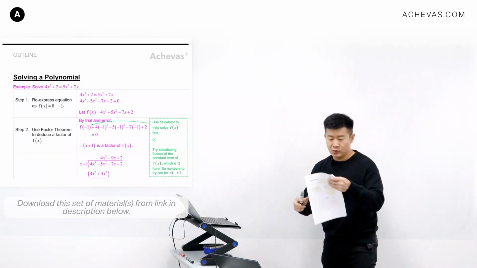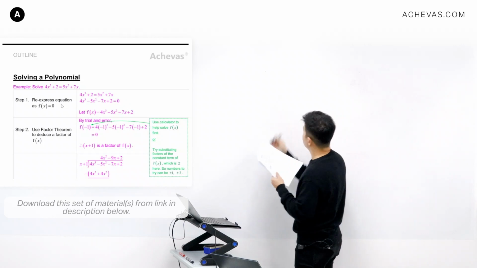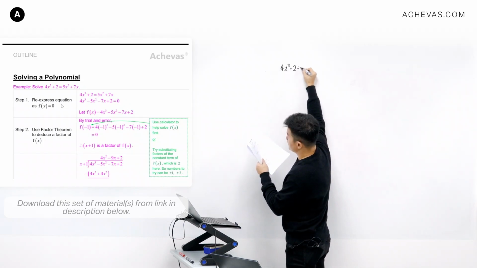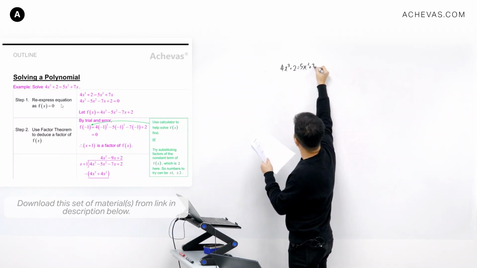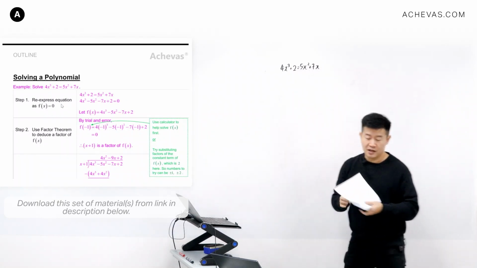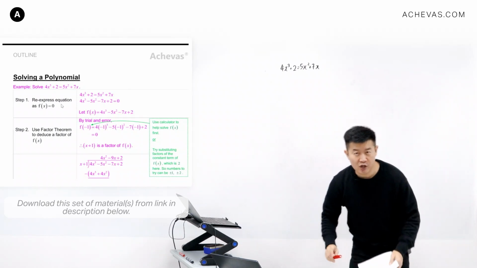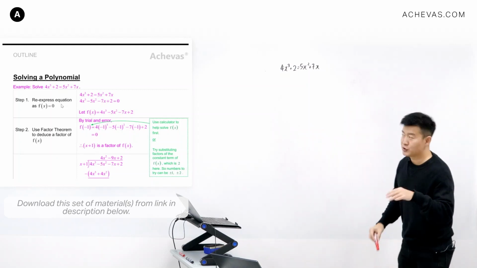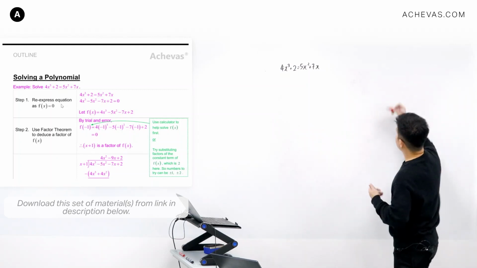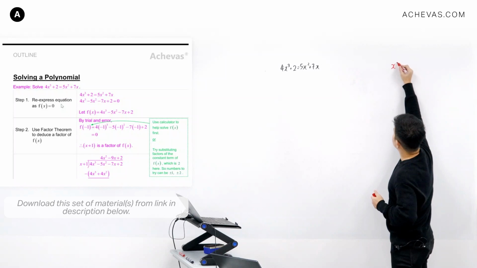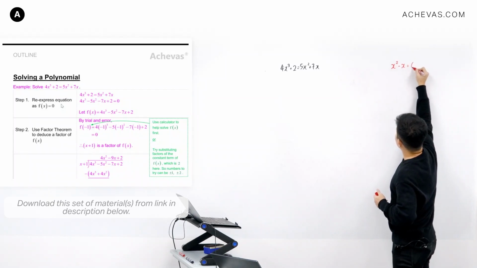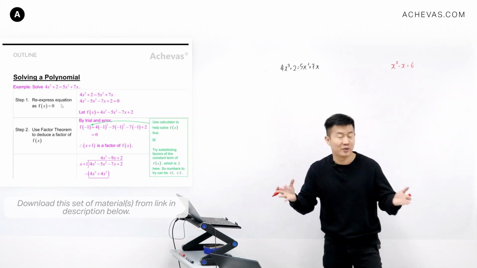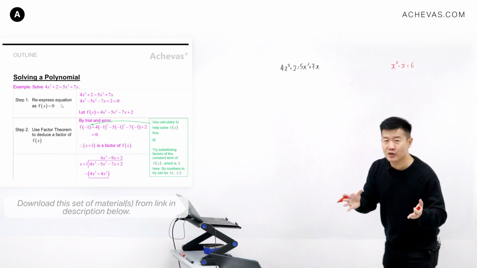In this example, we are supposed to solve this polynomial: 4x to the power of 3 plus 2 is equal to 5x squared plus 7x. Solving a polynomial is pretty consistent regardless of whether it is to the power of 3 or to the power of 2. Let me give you an example: x squared minus x is equal to 6. Solve this quadratic equation. Now we know that it is a polynomial, so how do we solve this equation?